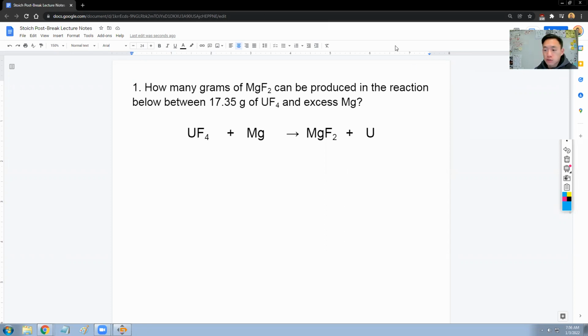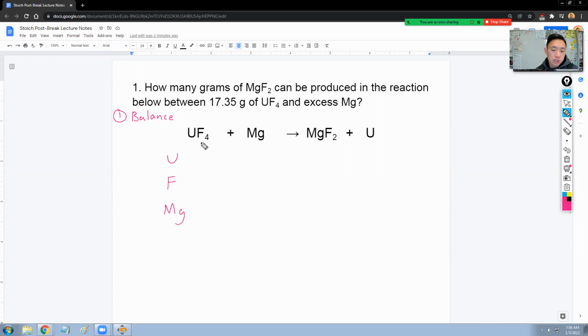Okay, so the first thing that we want to do for stoichiometry is we want to start by balancing the equation. The number one thing that we're going to do is balance the chemical equation, even before we read the problem or anything like that. To do that, we're just going to list all of the elements that are in the reaction.